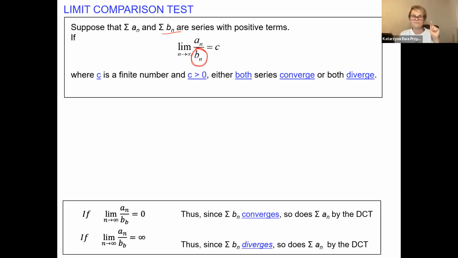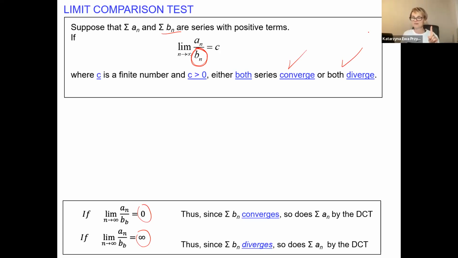Yeah? Please check the video because I'm explaining the details. This one could be a little bit confusing, but it's a nice test. If this limit is 0 or infinity, and you understand this test extremely well, you may use it, but only under one condition: 0 for convergence, infinity for divergence. But if it's a finite number, we may conclude both. Okay, that's all of the tests for today.